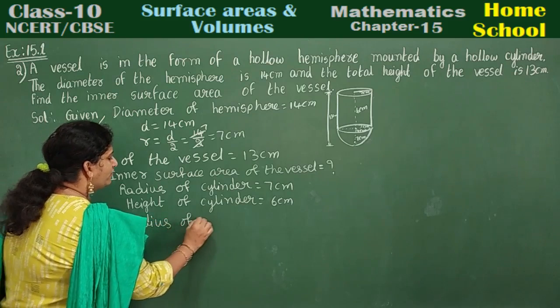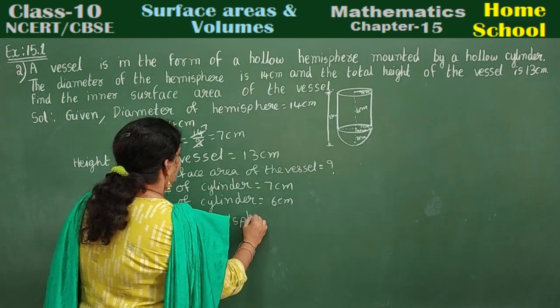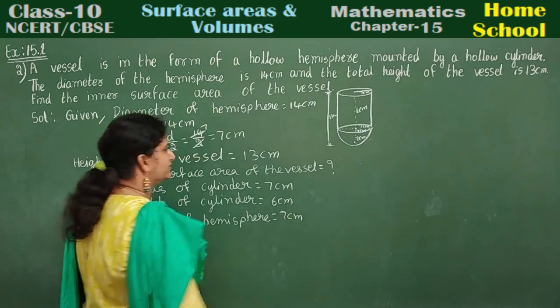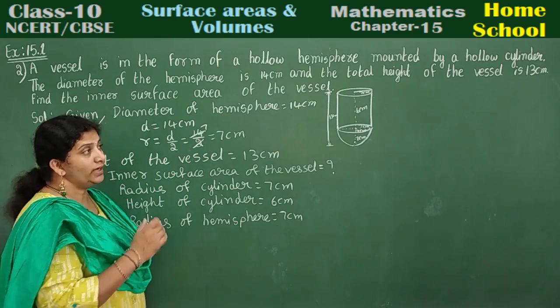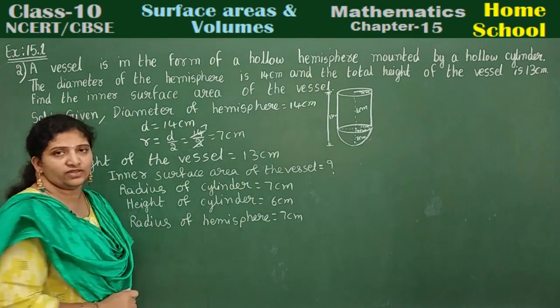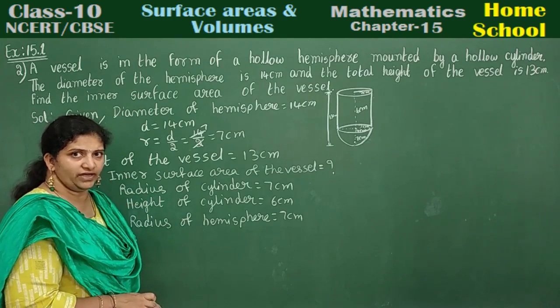Radius of the hemisphere. Radius of the hemisphere is equal to 7 centimeters. For the hemisphere, only the radius is enough. Now, what is the formula for finding the surface area of the vessel? Inner or outer, the same curved surface area we take.